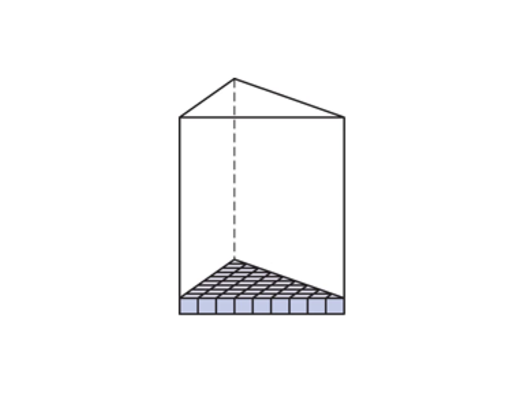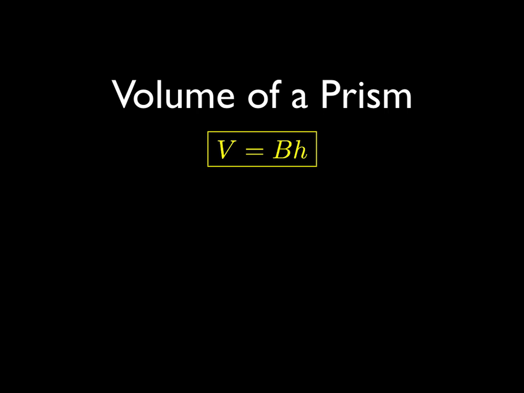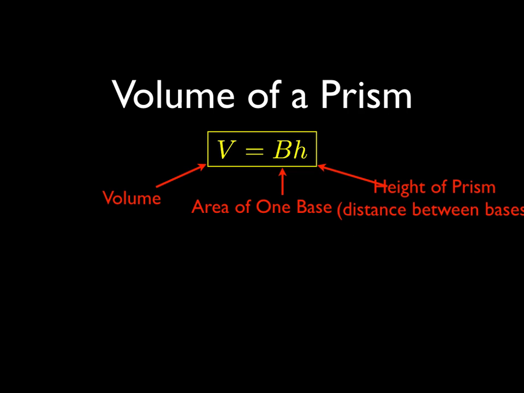And the way that we do it is we first find the area of the bottom, the base, and multiply by the height. So the volume of a prism is the area of one base multiplied by the height of the prism. And remember, the height of a prism is the distance between the bases.